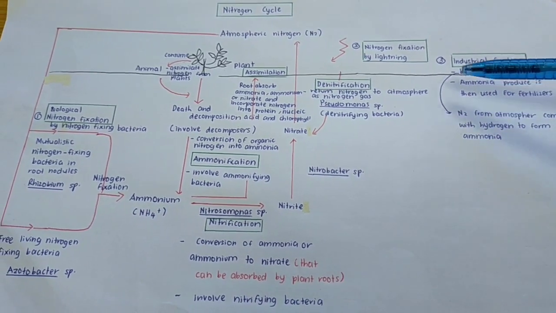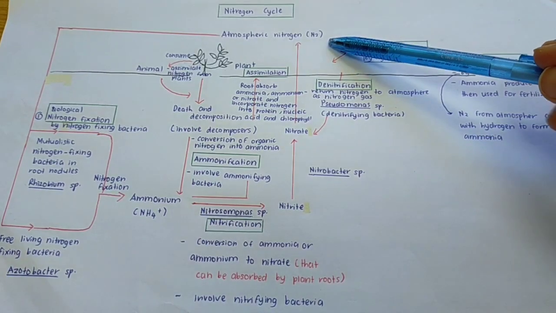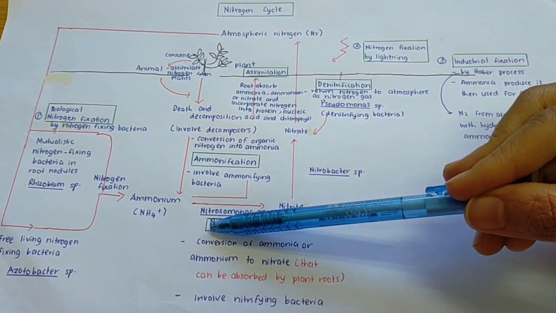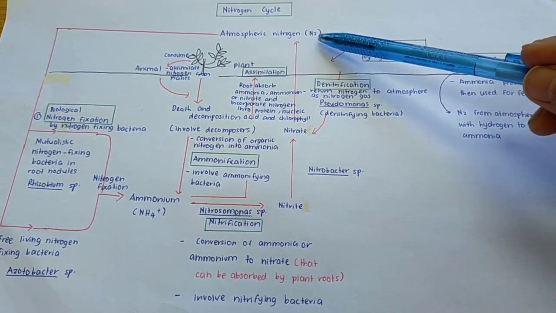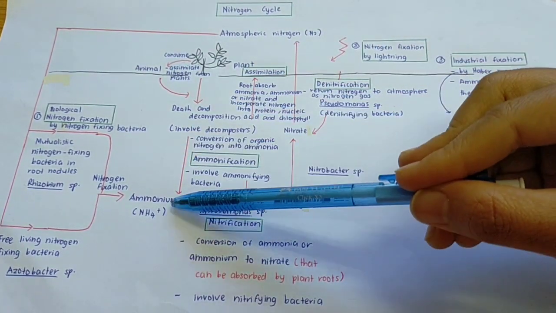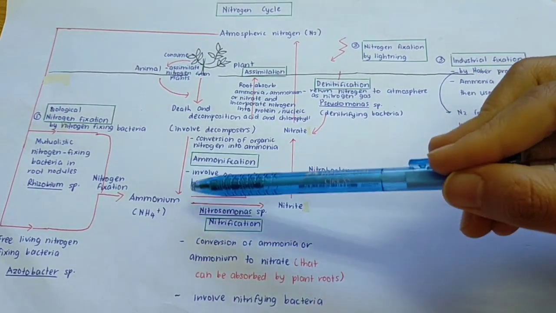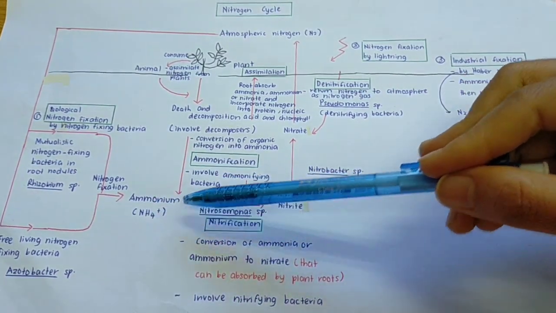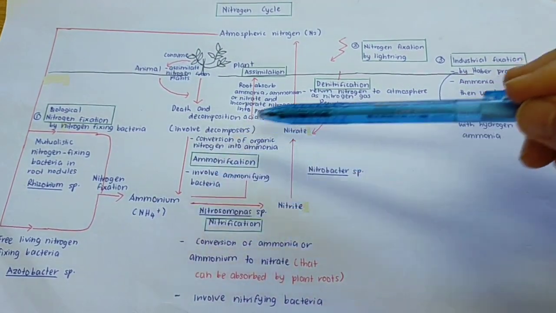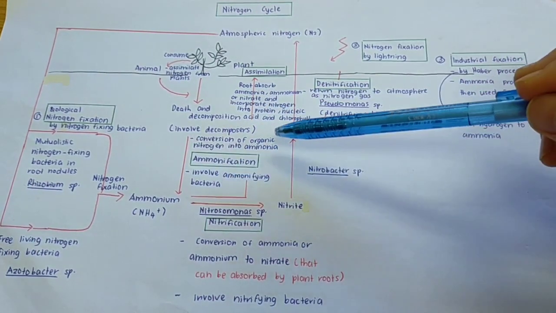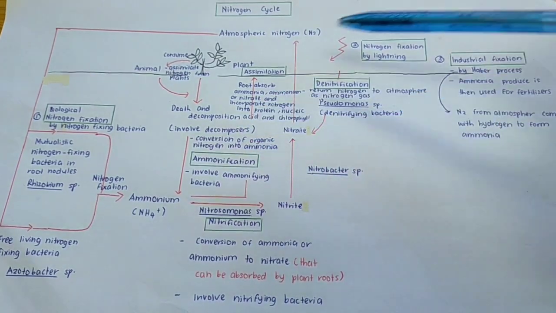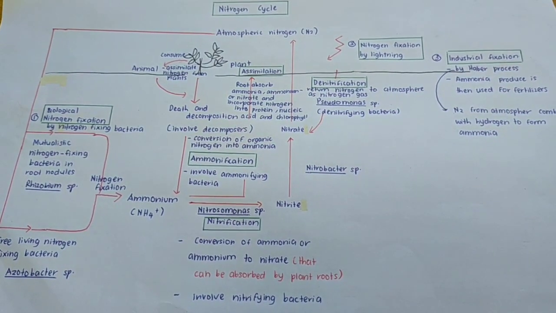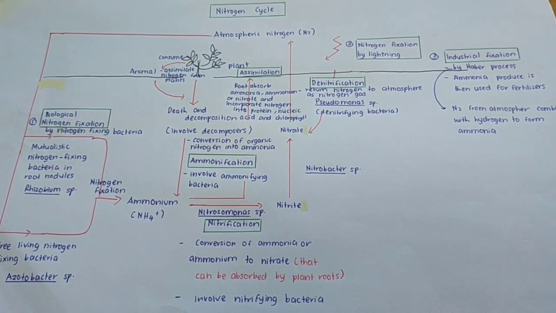So what is the importance of the conversion of atmospheric nitrogen to ammonium? Because plants cannot directly absorb nitrogen gas. It must be converted first to ammonium. So once there is ammonium and also nitrate, the plant roots can absorb both ammonium and nitrate. So that's why it can be converted into organic nitrogen.